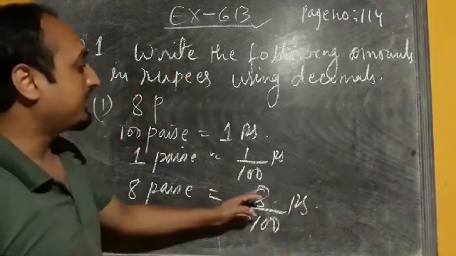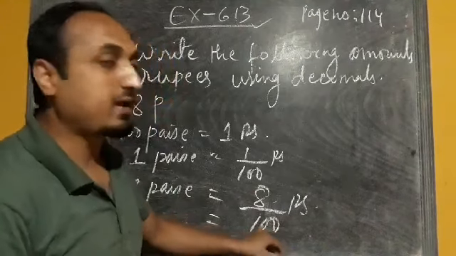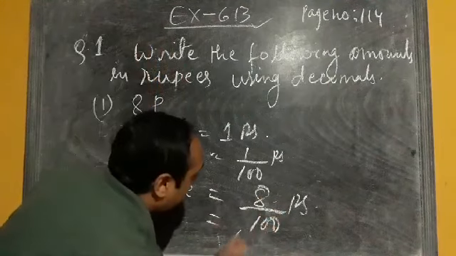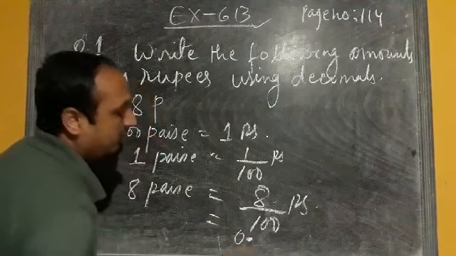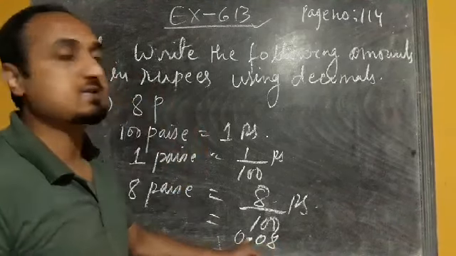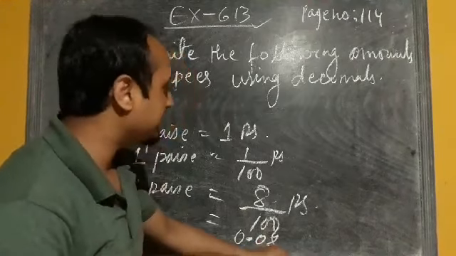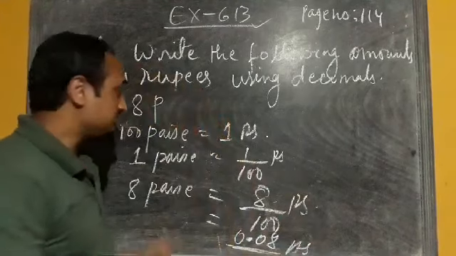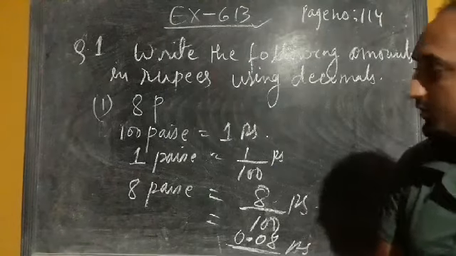Now, when we divide 8 by 100, you can see how many 0s we have at the denominator? 2. So we have 0 point decimal will be 0.08. That means after the decimal we will have two numbers, one is 0 and another one is 8. Now this one is converted into rupees. So this is question number 1. Now I will do one more question.